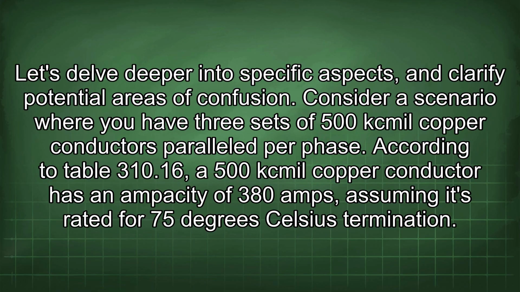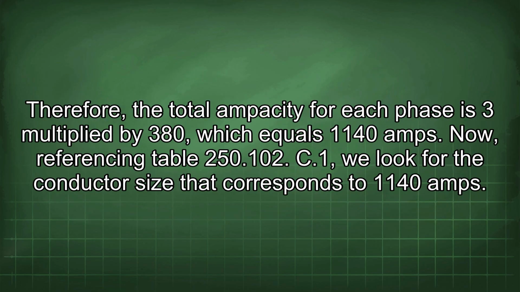Consider a scenario where you have 3 sets of 500 kcmil copper conductors paralleled per phase. According to Table 310.16, a 500 kcmil copper conductor has an ampacity of 380 amps, assuming it's rated for 75 degrees Celsius termination. Therefore, the total ampacity for each phase is 3 multiplied by 380, which equals 1140 amps.